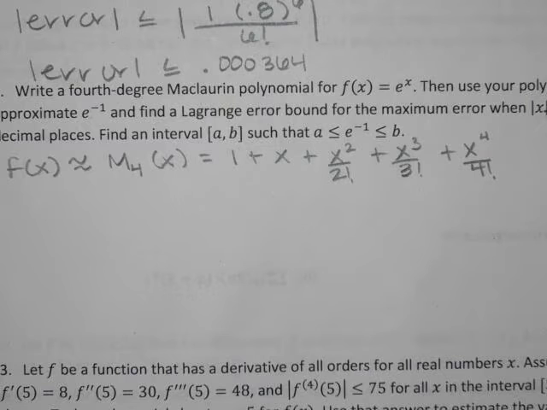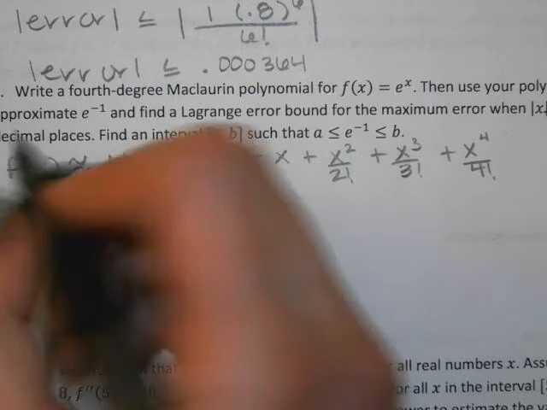And they said we're approximating e to the -1. So what are we plugging in? -1, because our function is e to the x. So if we're approximating e to the -1, that means we're plugging in -1.